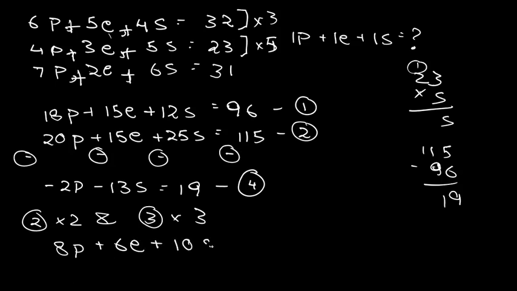Okay, 23 into 2 is equals to 46. Okay, we are getting this. And from the last equation, what we are getting? 7 into 3 is equals to 21, so 21p. And then what is here?